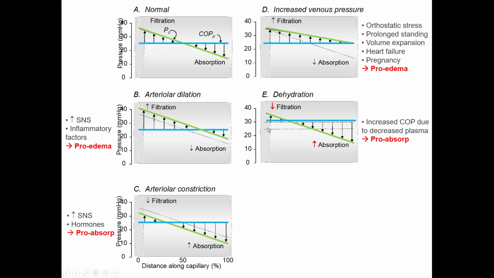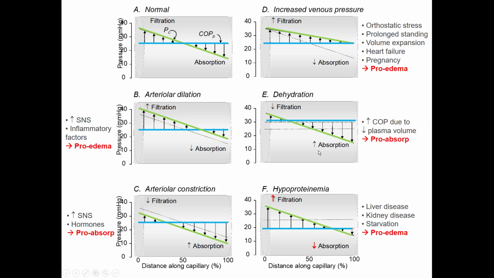So capillary colloid osmotic pressure opposes filtration, pulling fluid back into the capillary. So if we increase that force, there's now increased absorption. And that absorption is great in a case of dehydration because volume is being added back to the plasma from the interstitium, helping to maintain that mean arterial pressure.